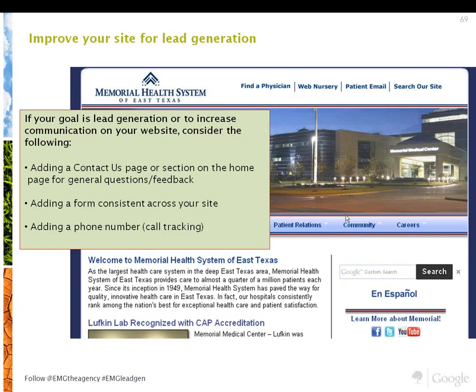Adding a form across your site, like what we did with St. Helena Recovery Center, really increased their conversion rates because it was easy for people to ask a question at any time. And also adding a phone number.